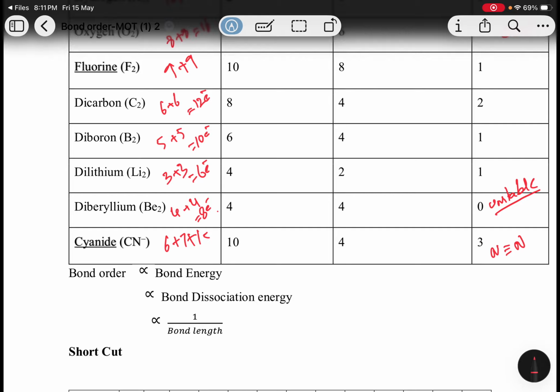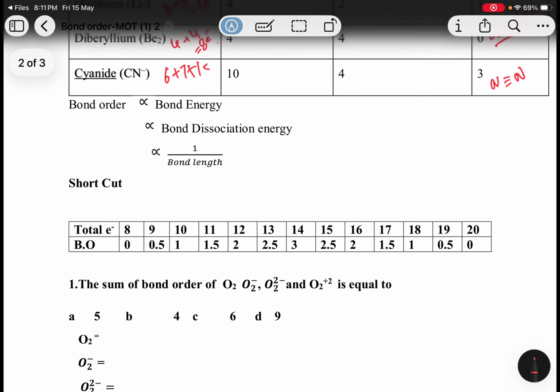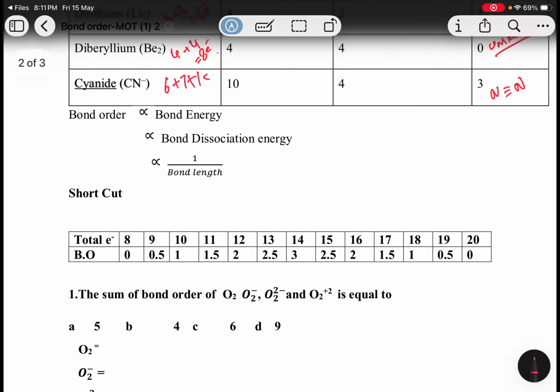Okay, so more the bond order, lesser will be the bond length. Here a shortcut method is there. We know in nitrogen total electrons are 14, bond order also 3. First write 14 electrons total, bond order 3. On this side, decrease the bond order by 0.5.